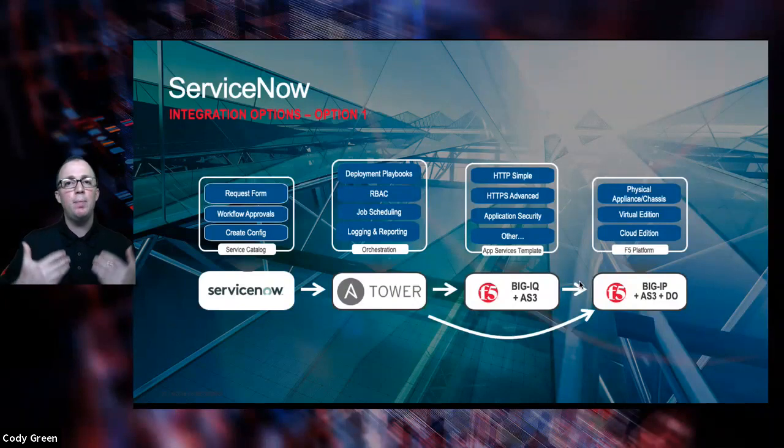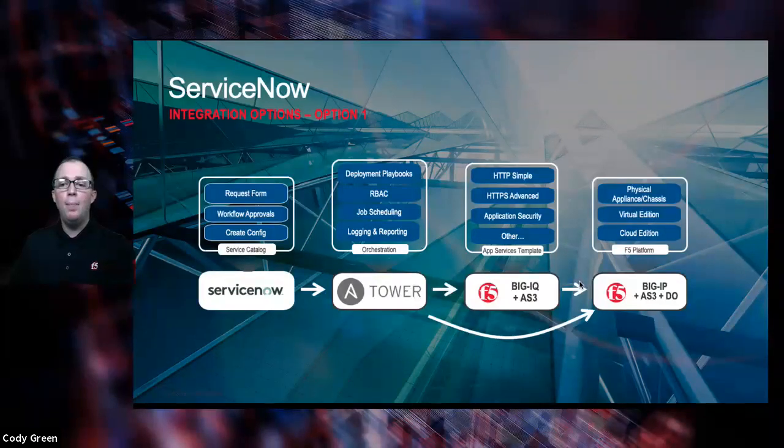Now, if I'm doing something like AS3, BigIQ can proxy that AS3 declaration and send it into the BigIPs on my behalf. There are some advantages here. One, normally in this environment, we would have to be exchanging credentials, right? How does ServiceNow talk to Tower? How does Tower talk to BigIQ or talk directly to the BigIP?